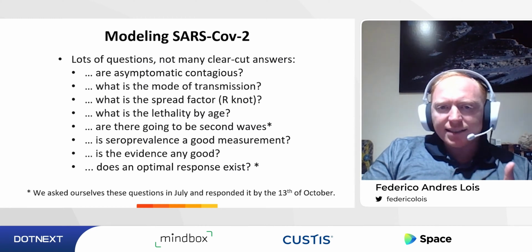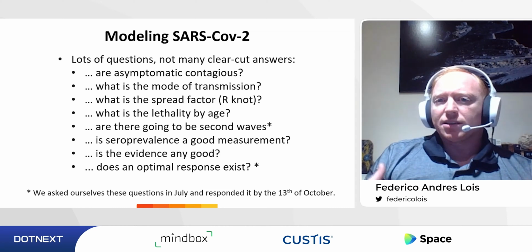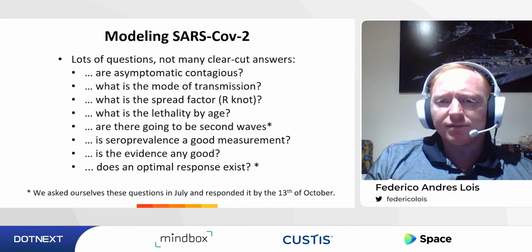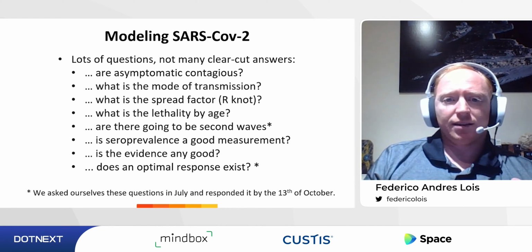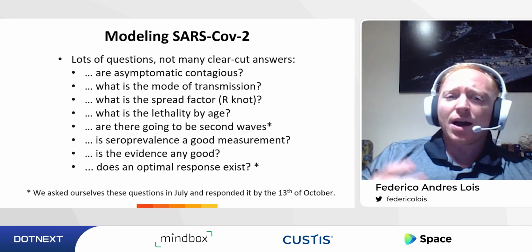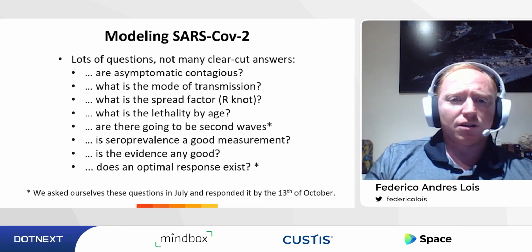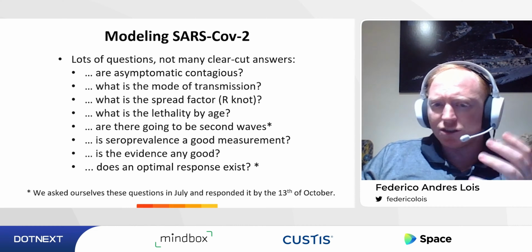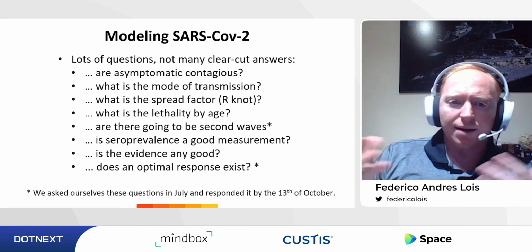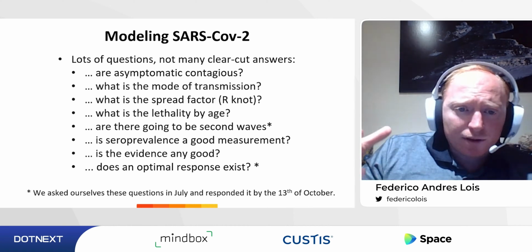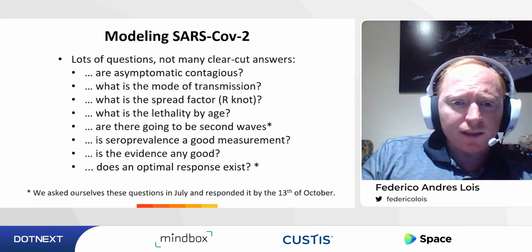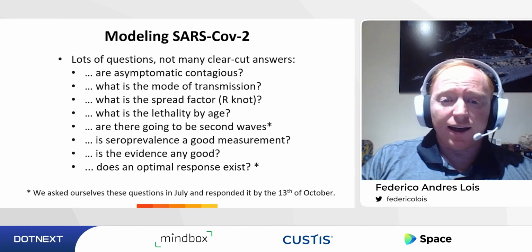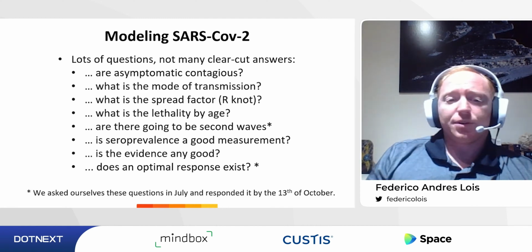So let's talk specifically about what it means to model SARS-CoV-2, because there are many questions that we can ask, and there are really not many clear-cut answers. Someone can think, hey, I want to understand if asymptomatics are contagious, or I want to understand the mode of transmission. So I go and measure how the transmission happens and then build a model for that. Some people like Ioannidis and Gideon Meyerowitz-Katz want to understand the lethality by age, for instance. And it's great, and they build models specifically to understand that.